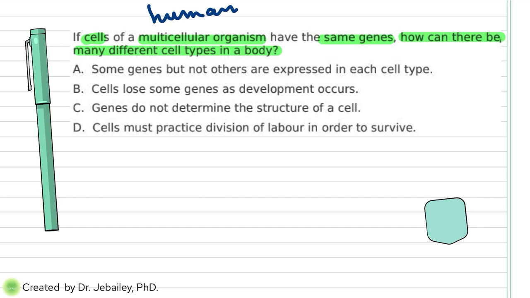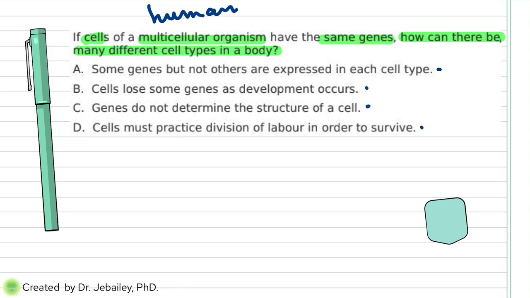The first one says some genes, but not others, are expressed in each cell type. This looks very close to being an answer. Second one, the cells lose some genes as development occurs. That doesn't look like it. We do not lose our genes. Our genes will stay with us until we die. Next, genes do not determine the structure of the cells. Then why do we have genes, my friend? The genes are found in the nucleus. They are the information. They tell you how to do things. Makes no sense. D, cells must practice division of labor in order to survive.